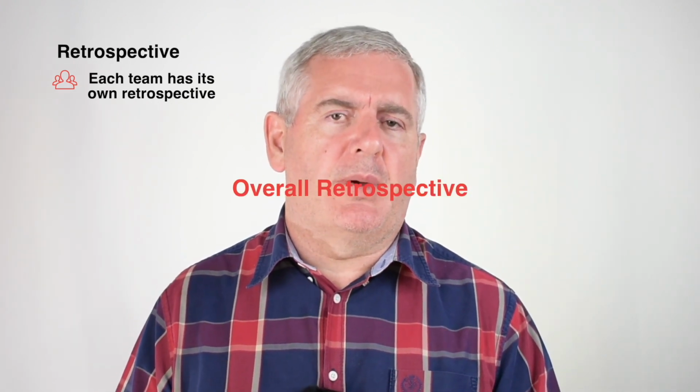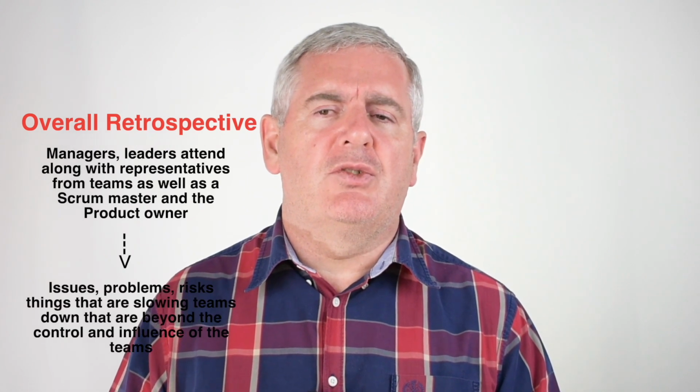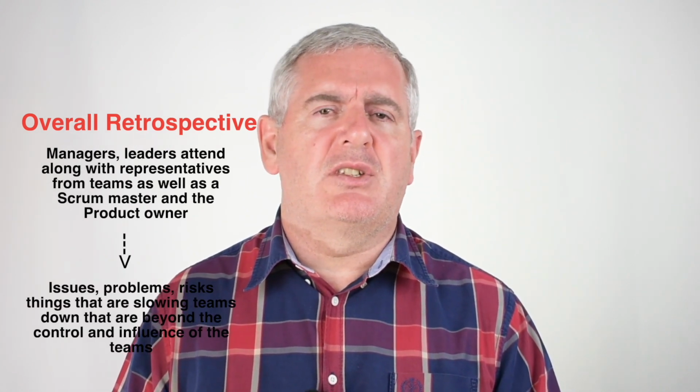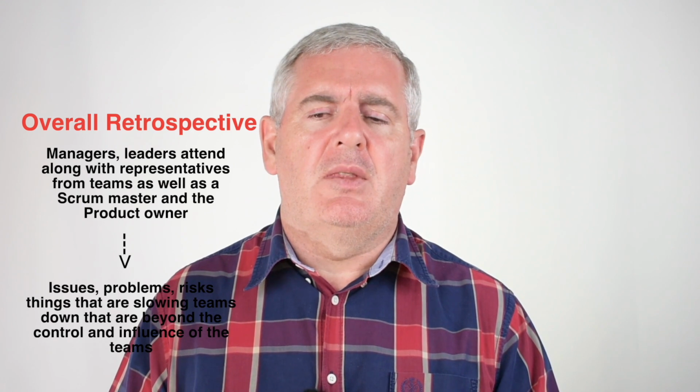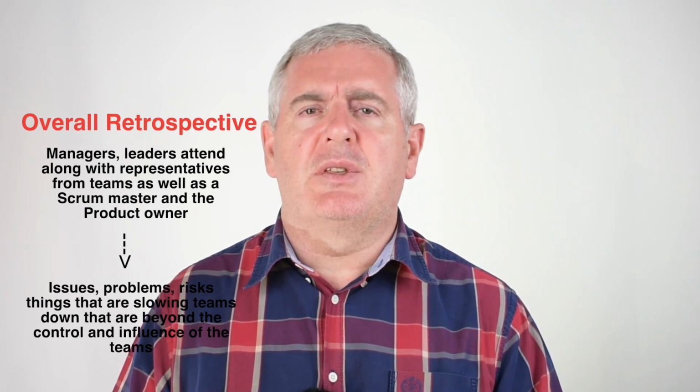After the sprint review, you have the retrospective. Each team has its own retrospective. And what I really like about LeSS is that there's an additional event called overall retrospective. And the idea of the overall retrospective is that managers, leaders would attend along with representatives from teams, as well as a Scrum Master and the product owner. And they would typically talk about issues, problems, risks, things that are slowing teams down, that are beyond the control and influence of the teams. The teams need help to resolve some of these things.